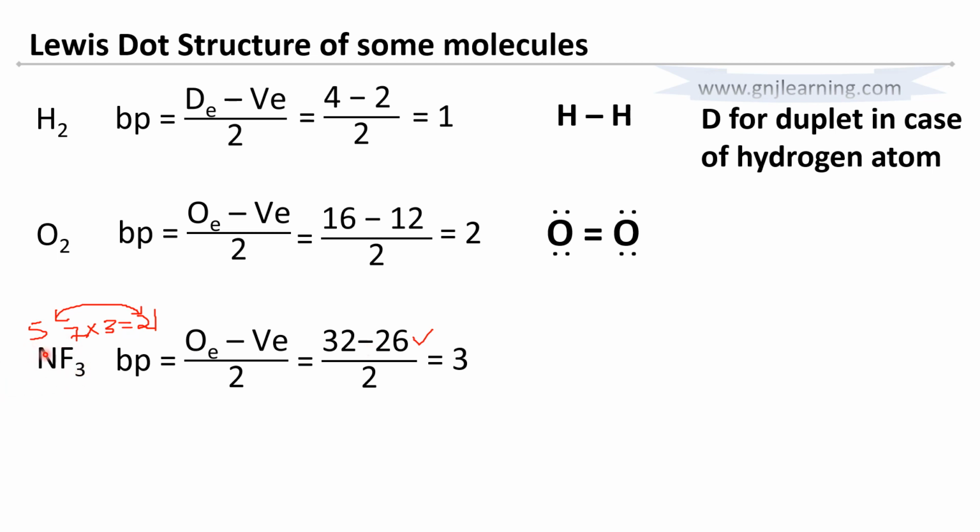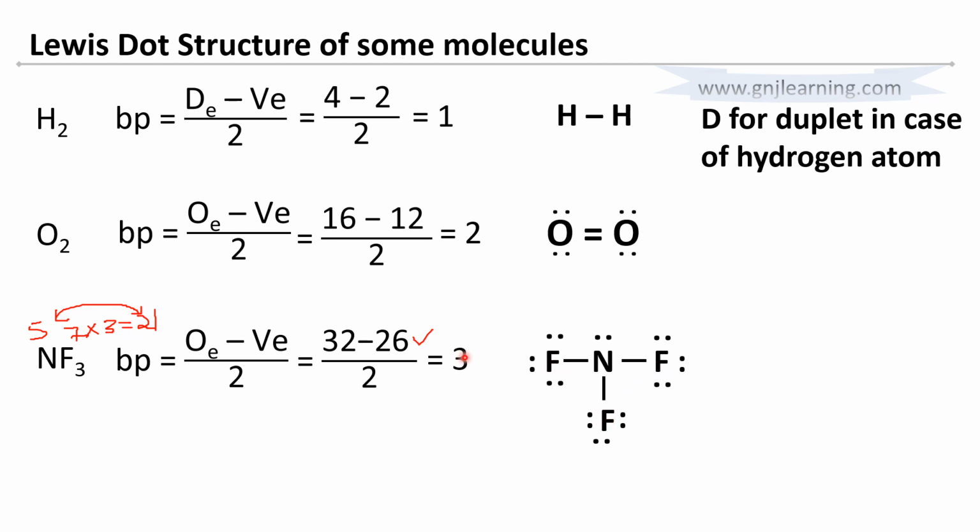Now I am going to write the skeleton of the molecule. I have the central atom nitrogen, which is less electronegative. When you compare the electronegativity of nitrogen and fluorine, the electronegativity of nitrogen is less. So nitrogen will be the central atom. Let us try to draw the skeleton. It will be like this: nitrogen and the 3 fluorines surrounding it.